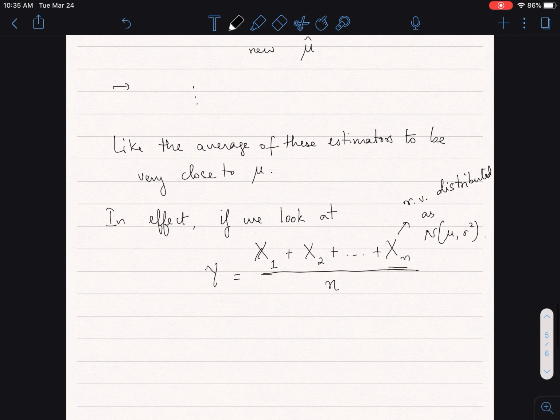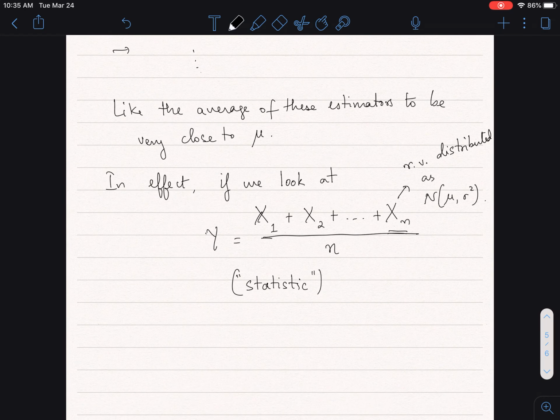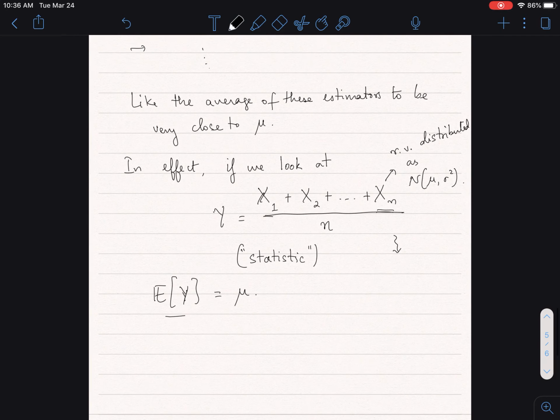So y is a statistic, basically the average statistic like we saw before. Now what we are saying is that the expected value of y must be equal to mu. This is the statistic that you are computing, this is the estimator that you have, and we would like the expected value of this estimator to be equal to mu. This is not true for all estimators. It happens to be true for the mean.